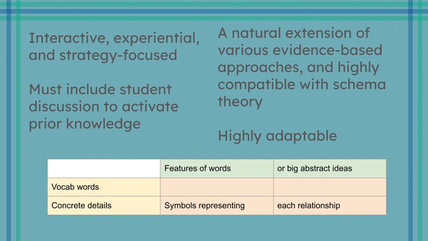And I've got a little example down here of how to set it up in the most basic terms. You've got your subordinate terms on the side, which are vocab words, concrete details. You've got your superordinate terms on top, features of words or big abstract ideas. And where they intersect, you've got symbols representing each relationship.